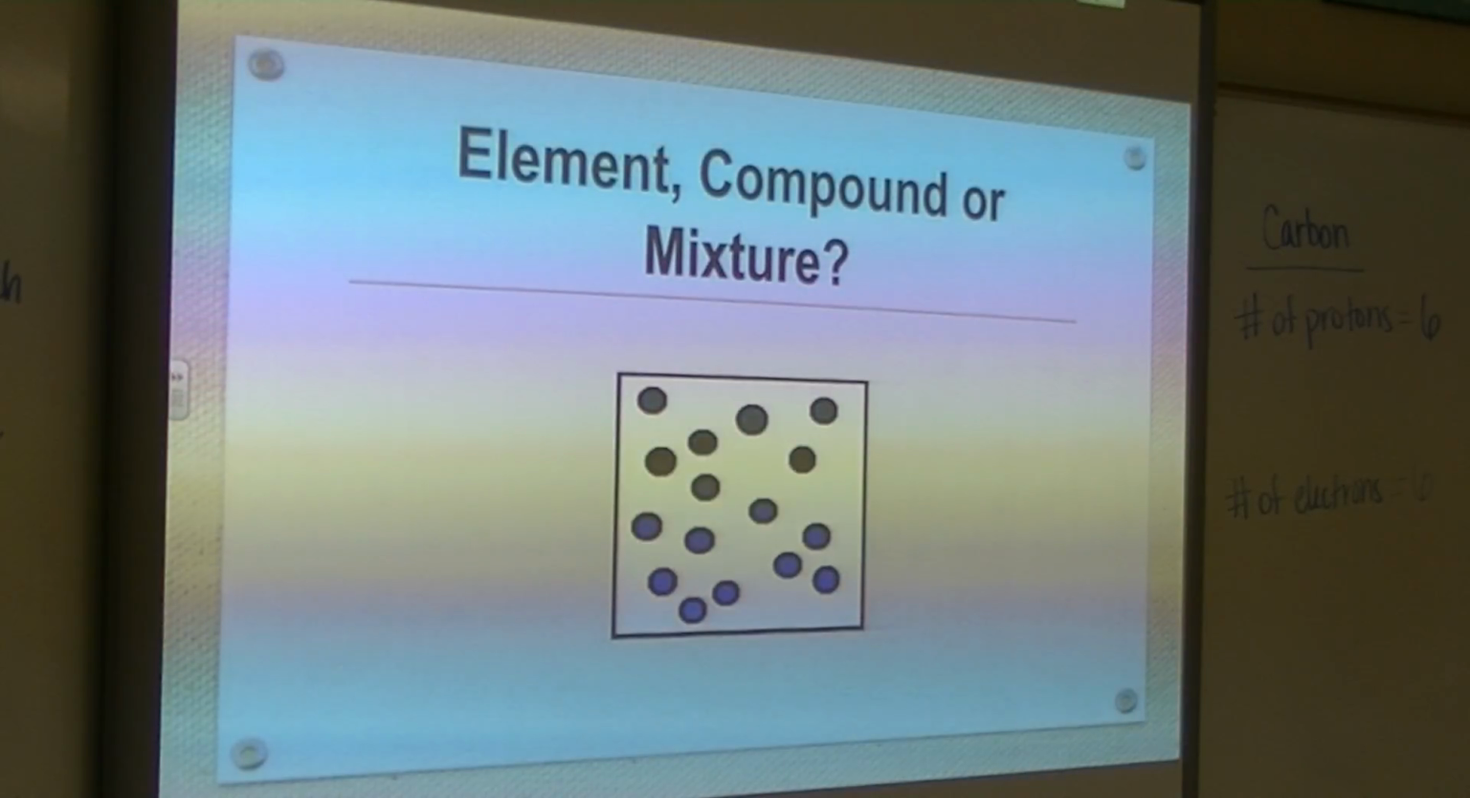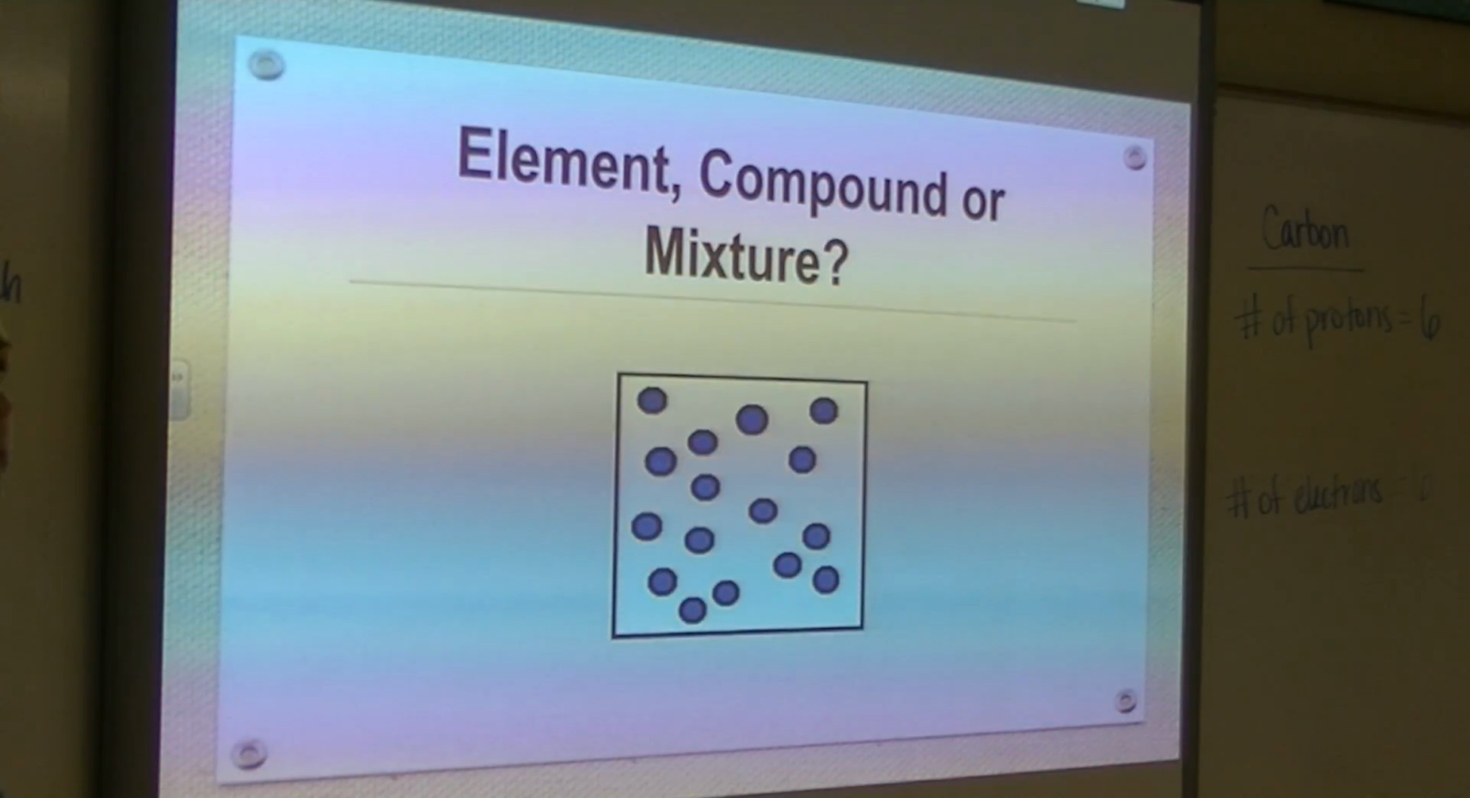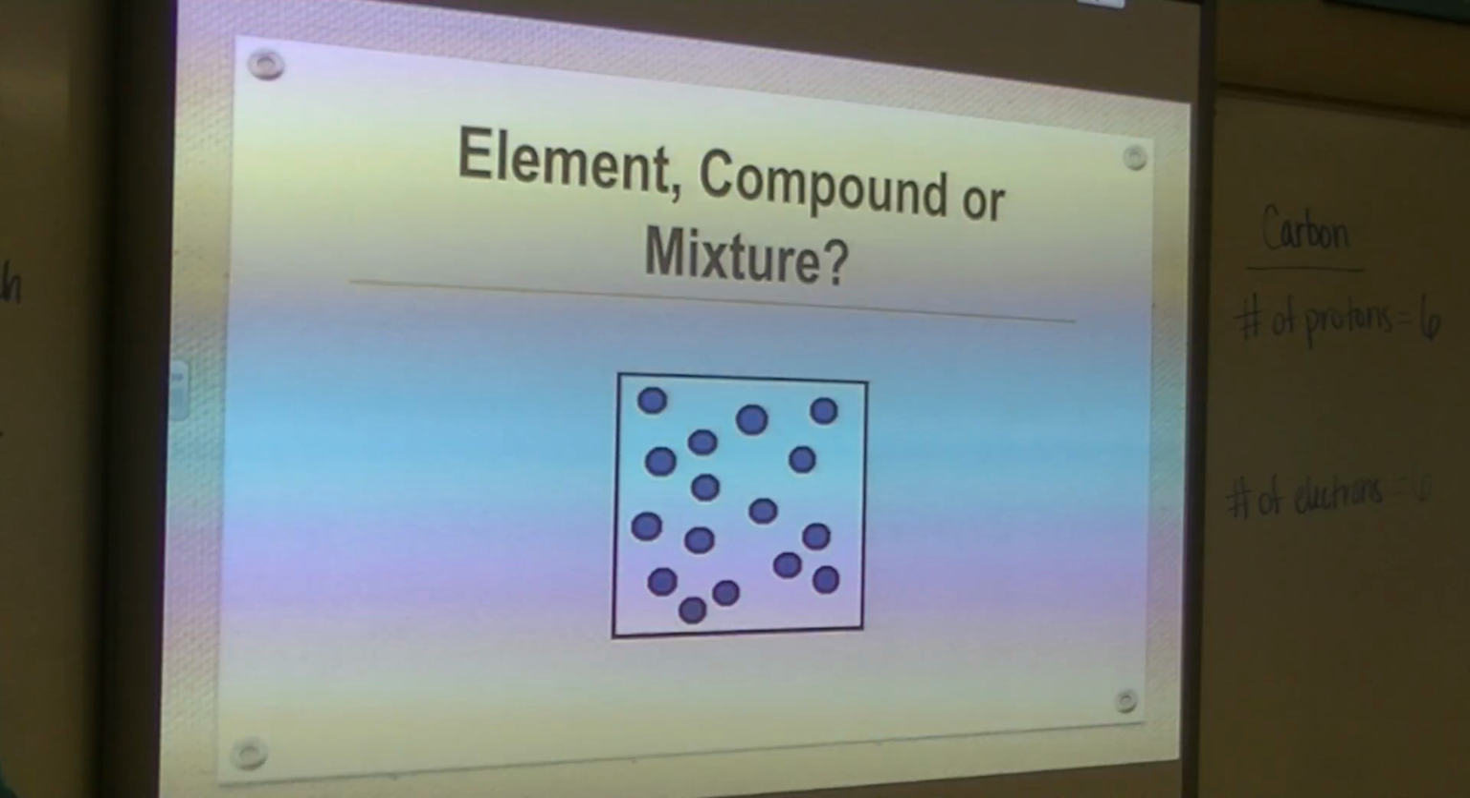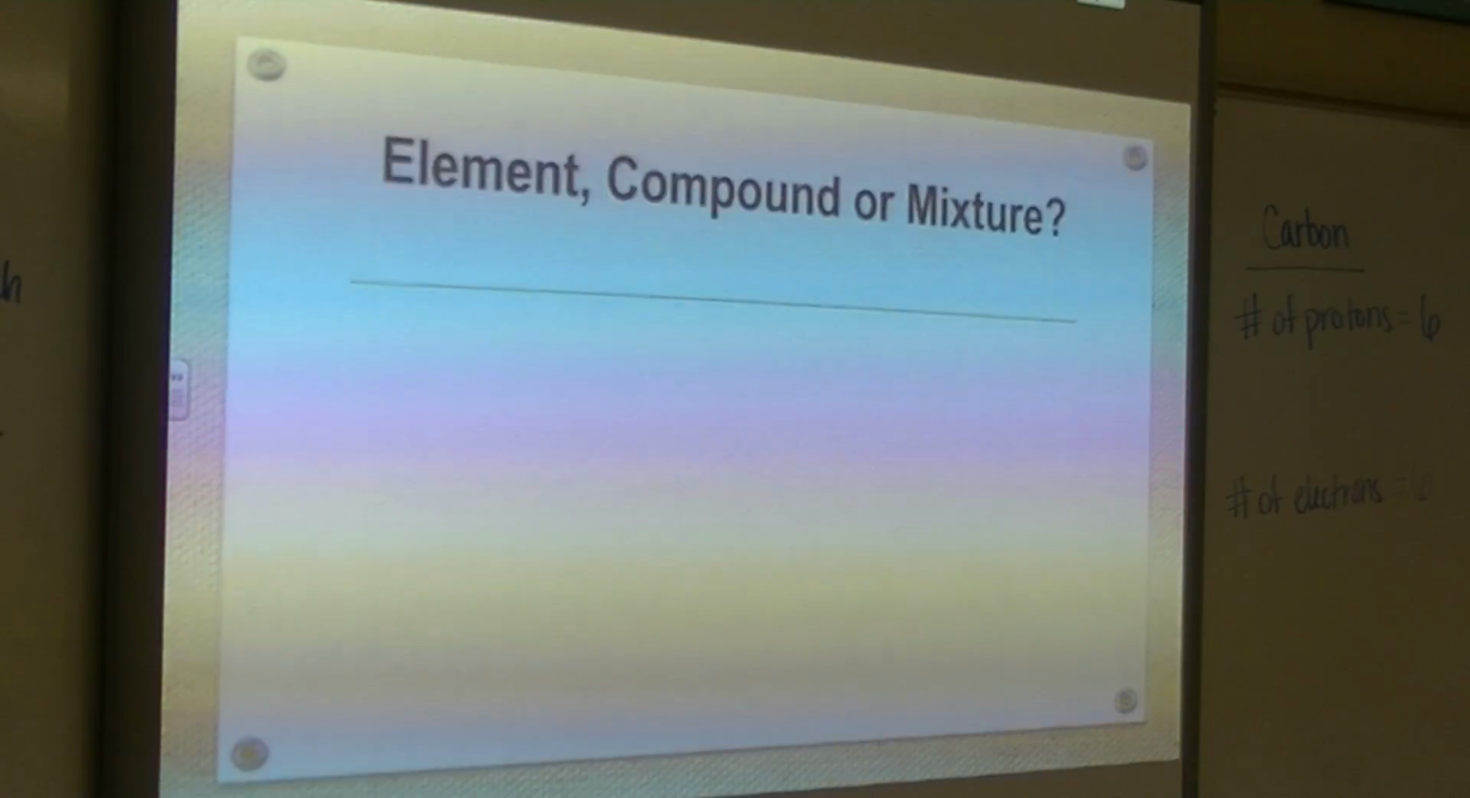Element, compound, or mixture? Element. This is an element. It's just one single type of atom.